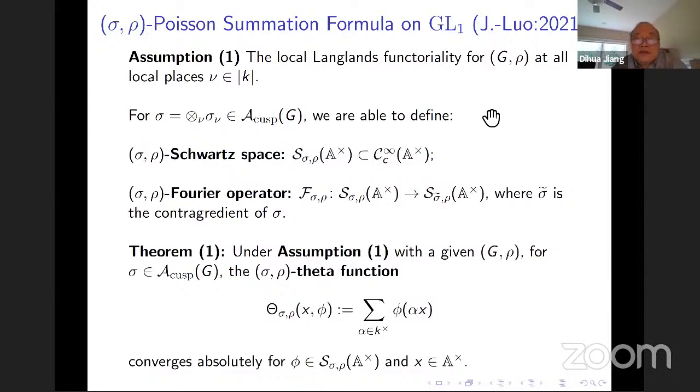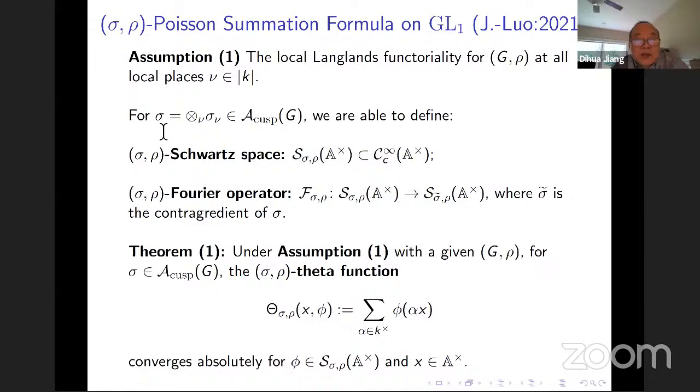Okay, so we have to take the assumption: assume local Langlands functoriality for G, rho at all local places. In other words, I take this as known, but of course the local Langlands conjecture is known for many situations. Okay, so we take this as grounded.